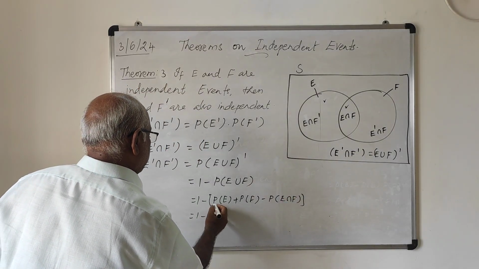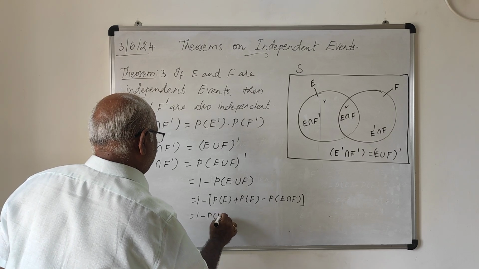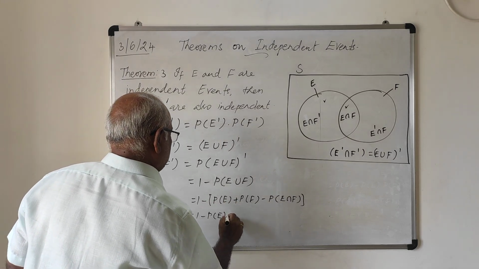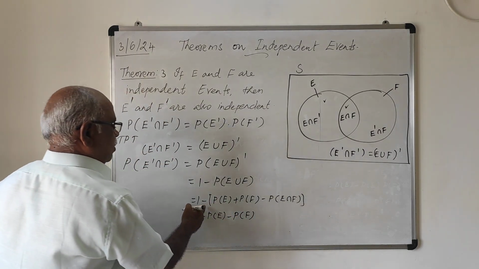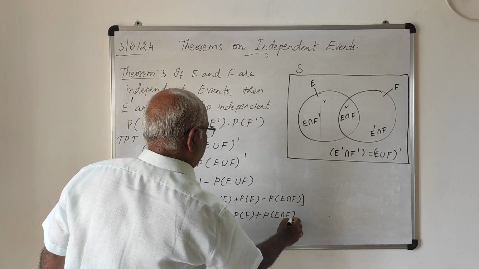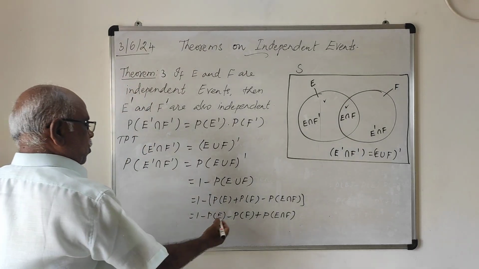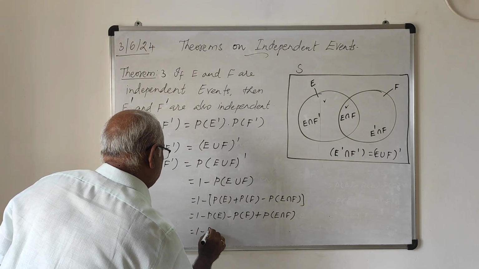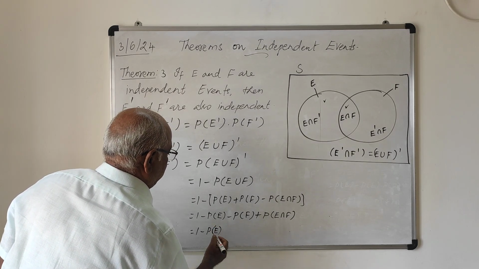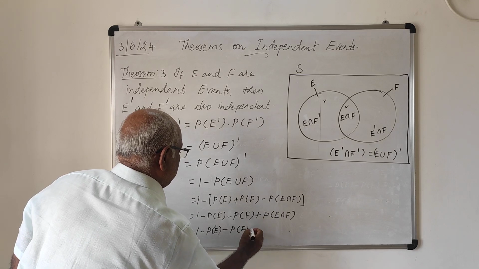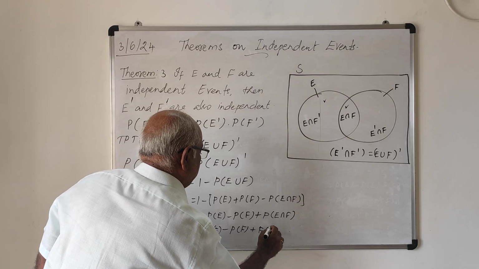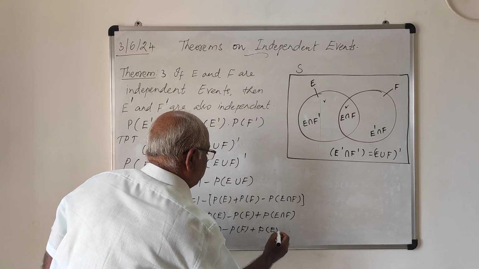That is equal to 1 minus P of E, minus P of F, and minus into minus plus P of E intersection F. Since E and F are independent events, this is equal to 1 minus P of E minus P of F plus, since E and F are independent events, P of E intersection F is P of E into P of F.